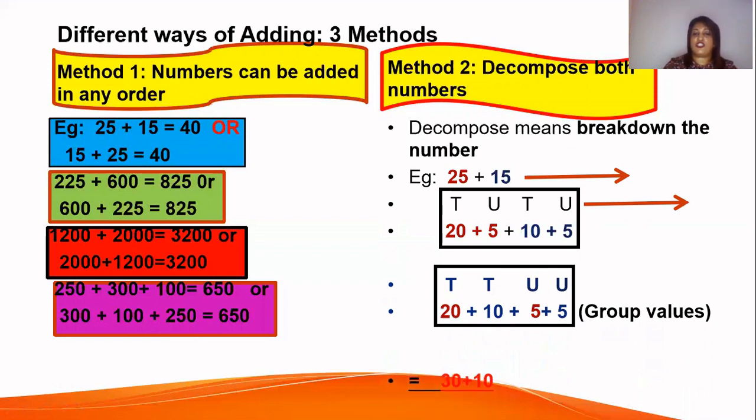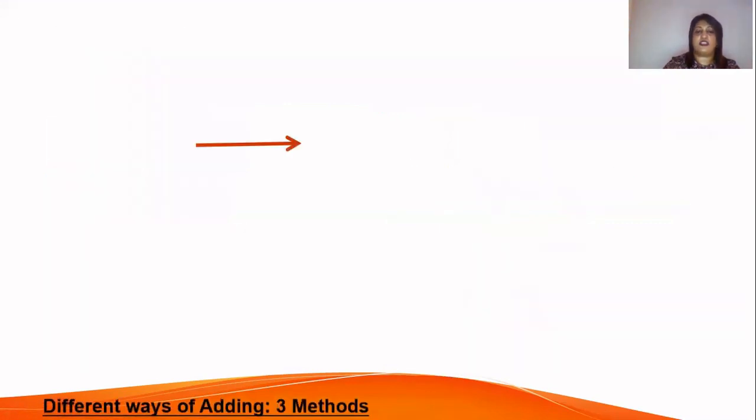So if I add the 20 and the 10, I'm getting 30. And if I add the 5 and the 5, I'm getting 10. So it's 30 plus 10, and my answer is 40. So it's another way of adding. You see which method is easier for you, but I'm doing the 3 methods, which you are going to do again for me later on. Let's look at the third method.